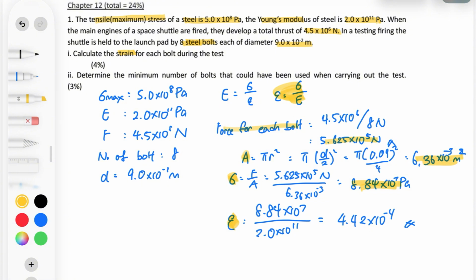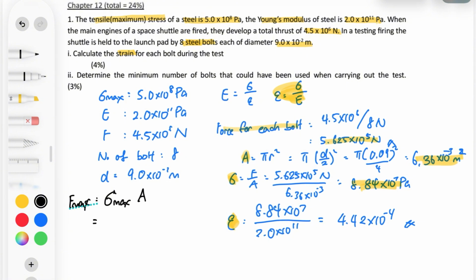So first thing first, we also need to find the other part, which is the maximum force we can experience. The maximum force that we can experience for each bolt is how many? If the total force is this much, we just divide it, and we can find it. For example, force max for each bolt is actually stress times area.